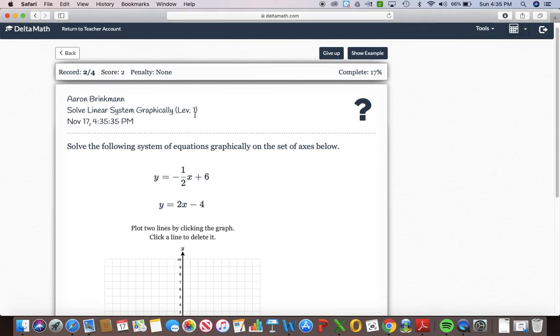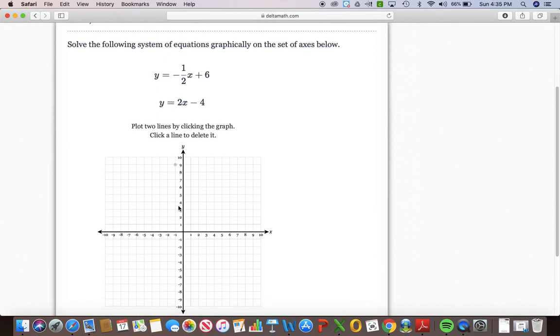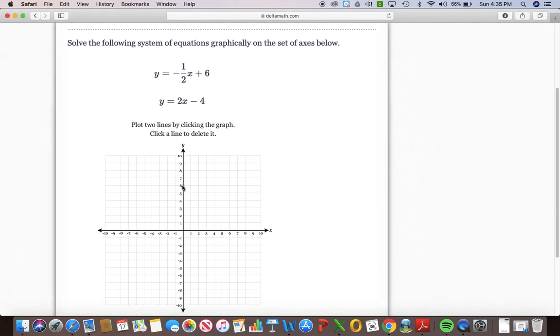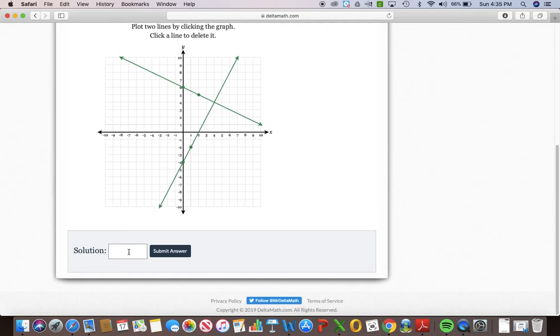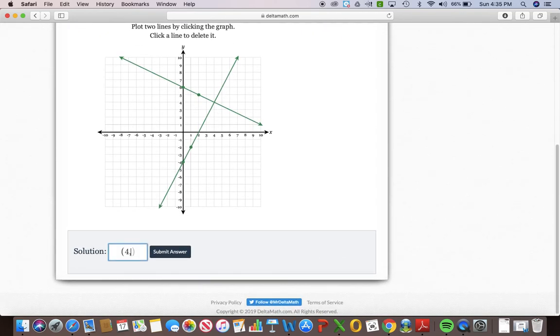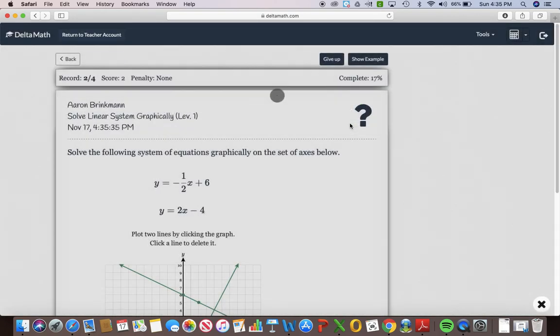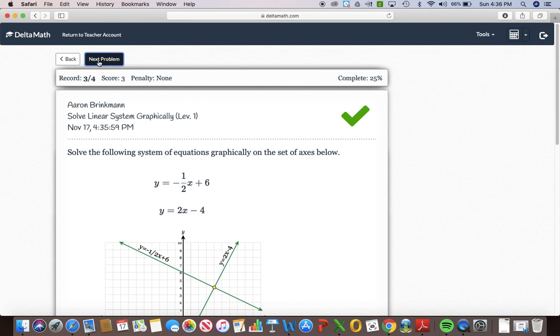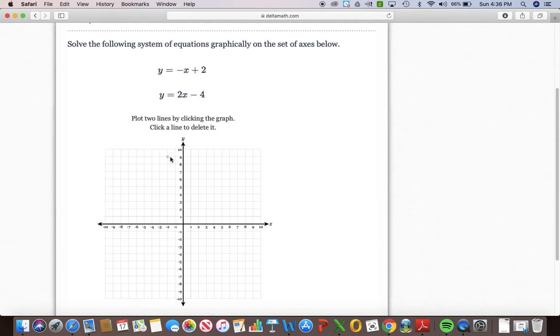I'm just going to try to get through all 4 of these for you to see how that works. So then at 6, I have a slope of -1/2, so I'm going to go down 1, right 2. My other equation has a y-intercept of -4 and a slope of 2. My two lines are crossing at 4, 4. So I'm going to type in 4, 4 in parentheses. That's my answer. Yes. Green check mark. Got it right. Next one.